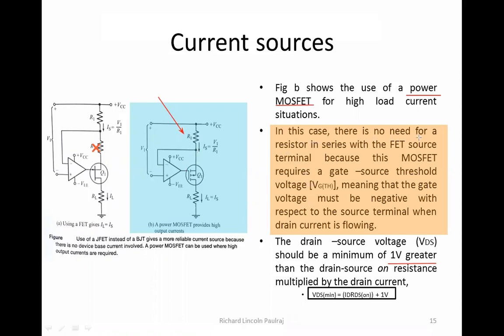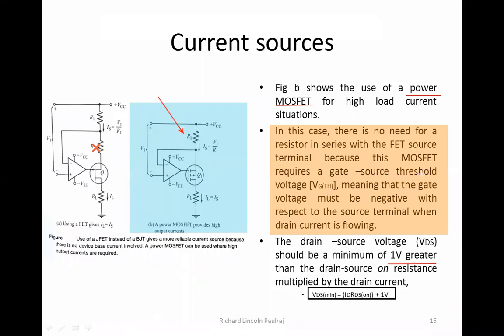In this case, there is no need for a resistor in series with the FET source terminal. So this is the source terminal, right? Because this MOSFET requires a gate to source threshold voltage. If this voltage is not there, then it doesn't function. I need VGS. So if I put a resistor here, this MOSFET itself doesn't work. So that's the meaning of threshold, right? If I give a minimum voltage, then only it's going to turn on. If that voltage is not there, it's not going to turn on.